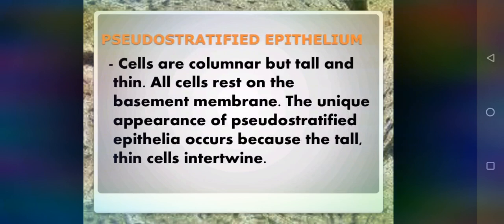Okay, next is pseudo-stratified epithelium. These cells are columnar but tall and thin. All cells rest on the basement membrane. Now, what is basement membrane, students? You should know it is a thin, fibrous, non-cellular matrix that separates the lining of an internal or external body surface from underlying connective tissue. And the unique appearance of pseudostratified epithelia occurs because the tall, thin cells intervene.